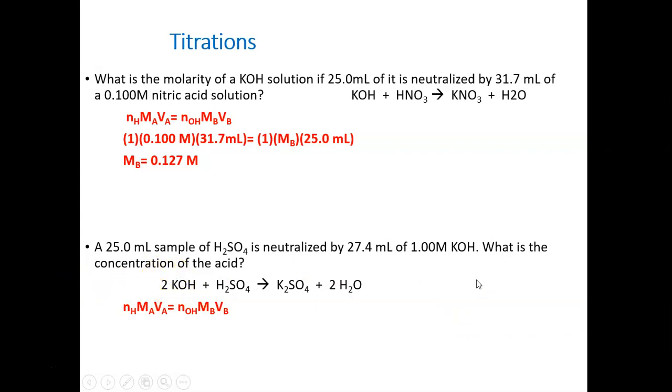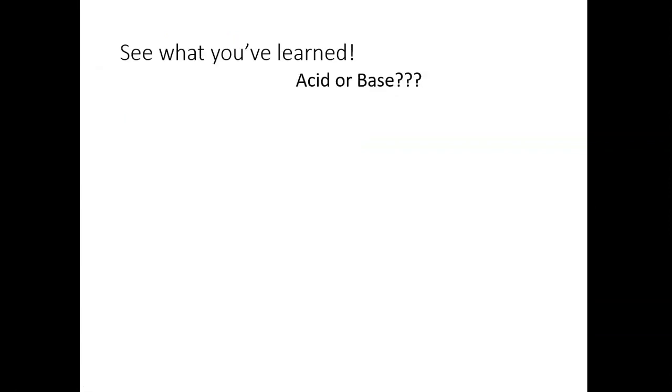Okay, so the number of hydrogens is 2, and we're trying to find the molarity of the acid. The volume of that acid is 25 milliliters. The number of hydroxides is 1. The molarity of the base is 1.00, and we use 27.4 milliliters. So the molarity of the acid would be 0.548.